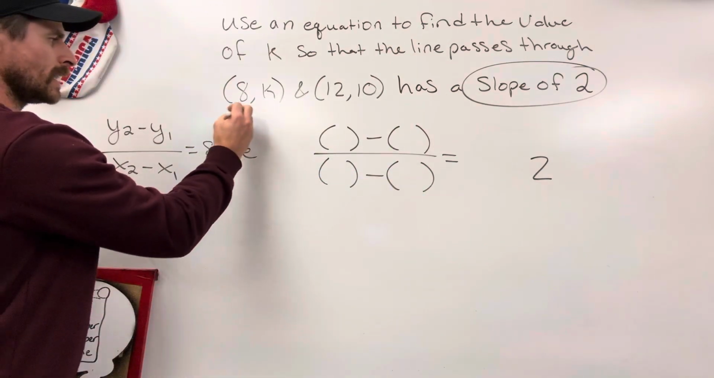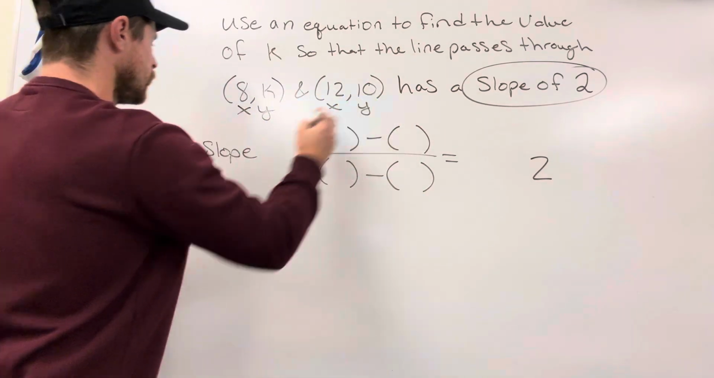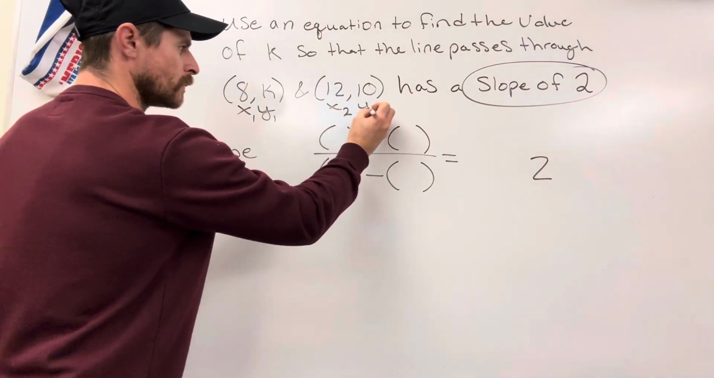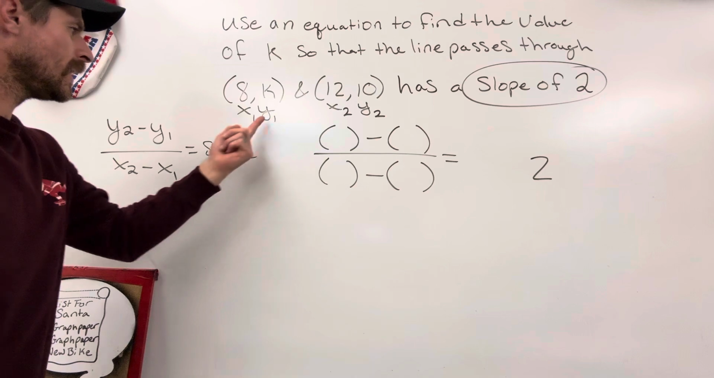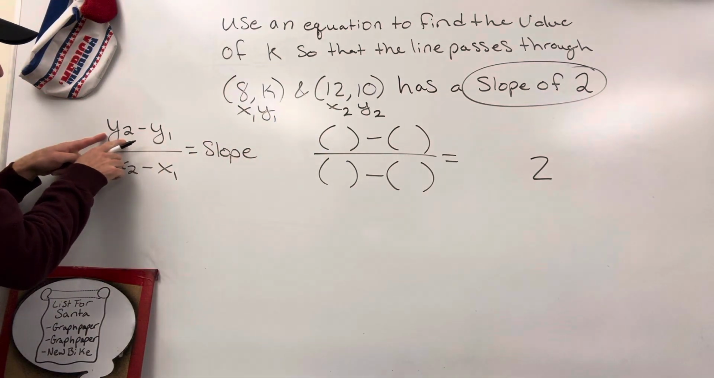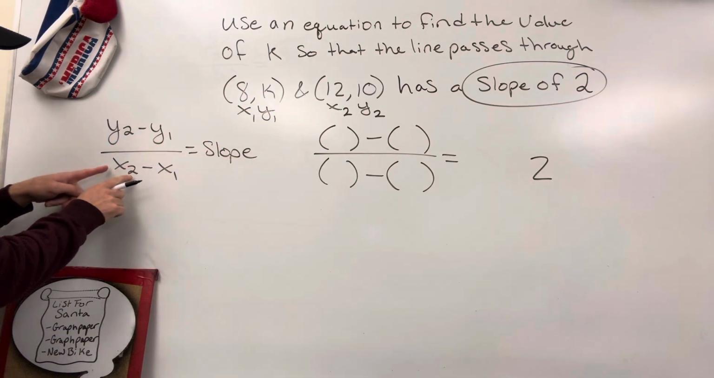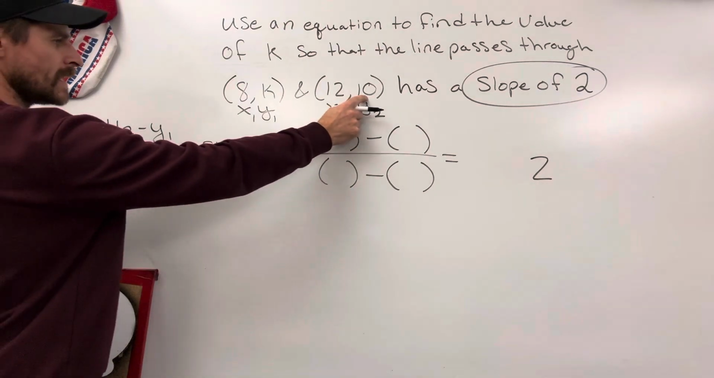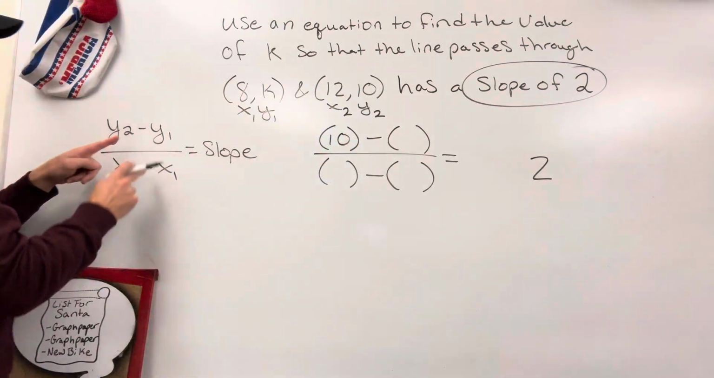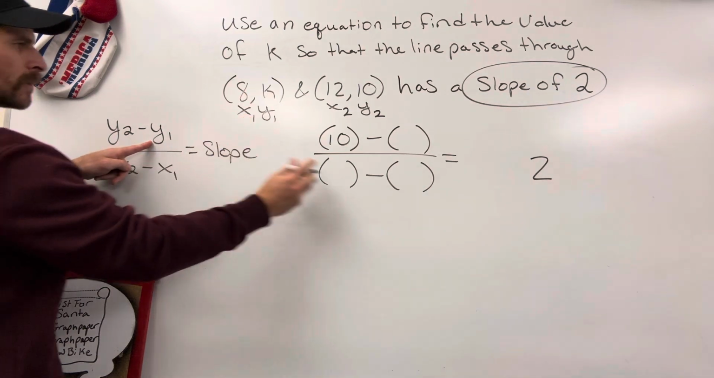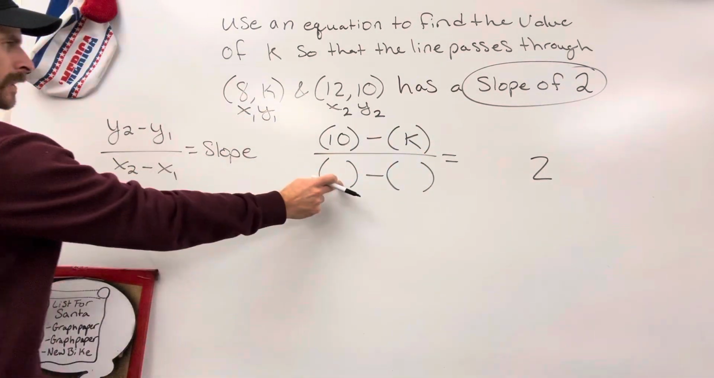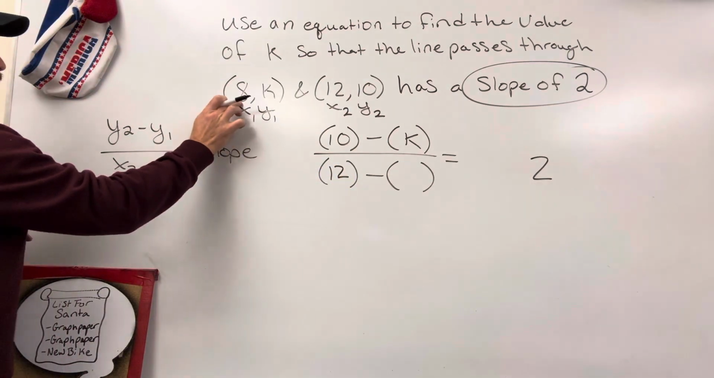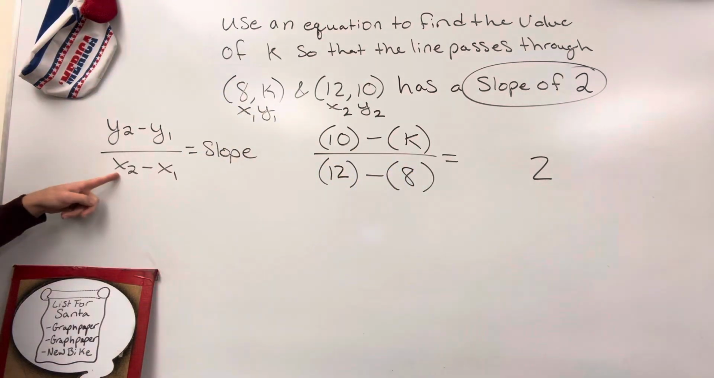I tell my students to label xy, xy. This is your first coordinate, so give them 1s. This is your second coordinate, give them 2s. So now that we've got them all labeled, it's pretty easy to figure out what goes here in the top left, top right, bottom left, bottom right. So top left is my y2, that's a 10. I'm going to put a 10 down. y1 is a k, so I'm going to put a k down. Down here should be my x2, which is a 12, and x1, which is an 8 over there.